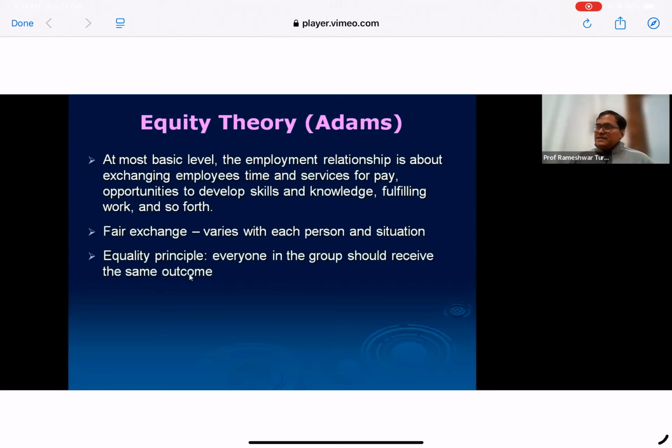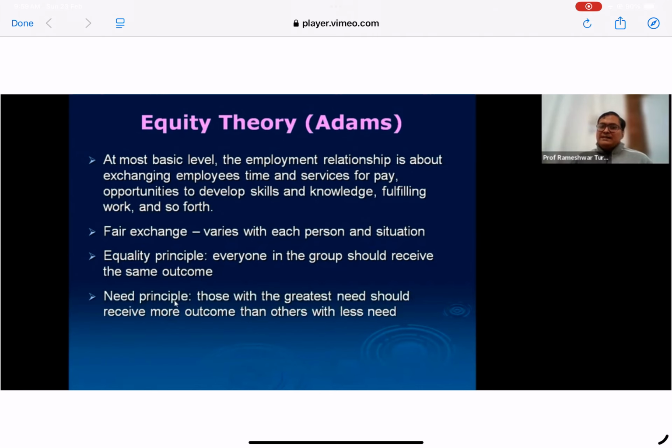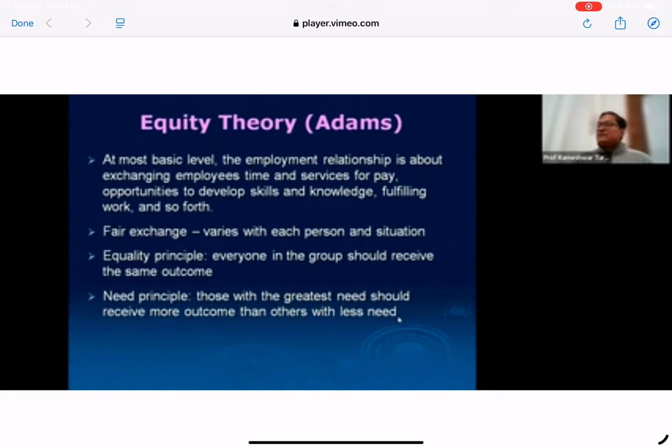For equity, there are three principles. One is the equality principle. The equality principle says that everyone in the group should receive the same outcome. Then there is the need principle. It says that those with the greatest need should receive more outcome than others with less need. Anbarasan is going to construct a house, so he needs more money, so he should get more. I am not doing that, I am meditating now, so less. That is the need principle.